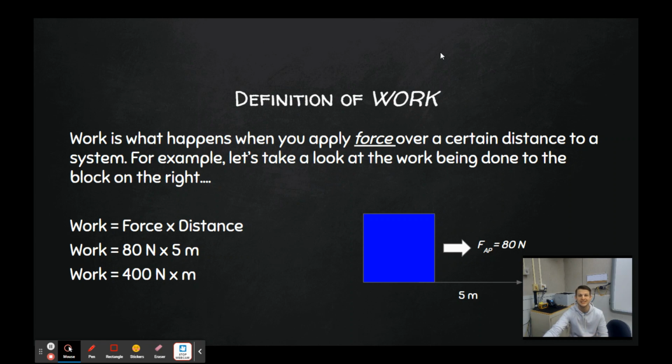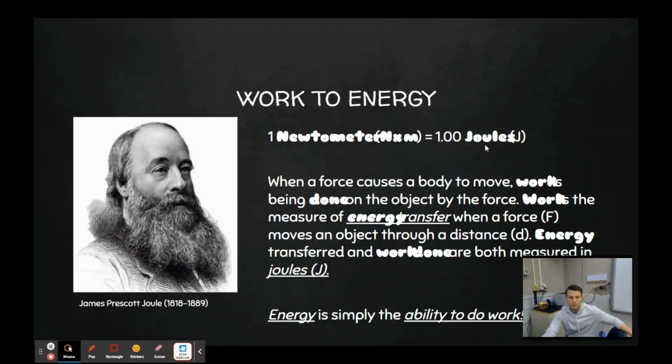We find energy in joules. Same with work, we find that in joules. So work to energy, 1 Newton meter equals 1 joule. Okay, that's the conversion. A lot of times in work we'll say Newton meters, and then in energy we'll say joules. They're really interchangeable. And that was founded by James Prescott Joule. He's the one that coined the name joule and what energy really is.